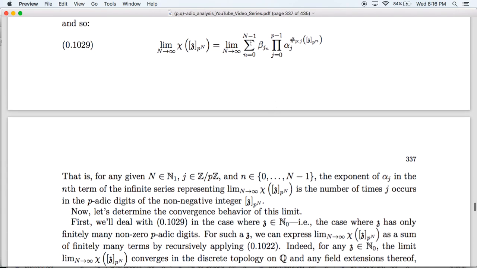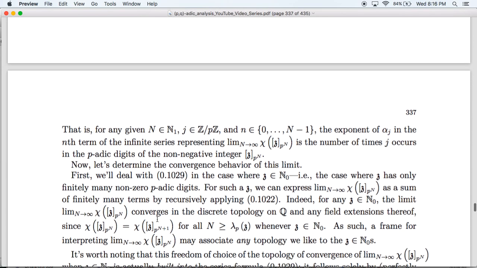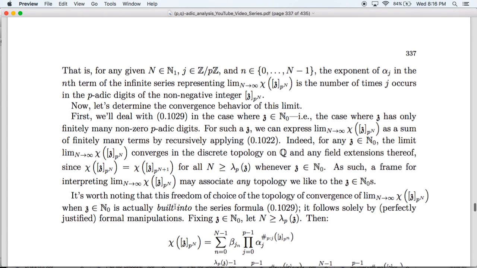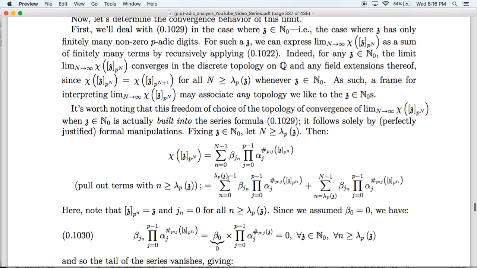simply picking n to be big enough so that z mod p^n is actually equal to z, and then this thing will stop growing. And then indeed that limit is going to converge in the discrete topology. Now it's also worth noting that this freedom of choice, and in particular because this converges in the discrete topology on the non-negative integers, when we pick a frame to make chi a compatible function, we have a freedom to choose our frame to have any topology on the non-negative integers. And this freedom of choice is actually built into the series formula.